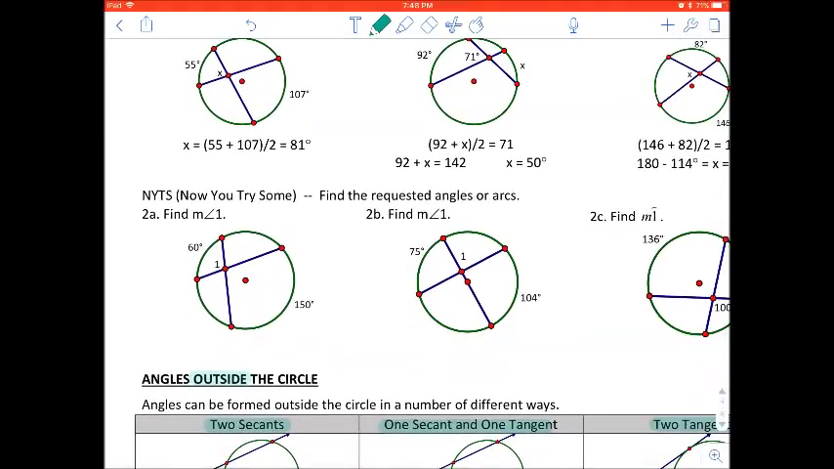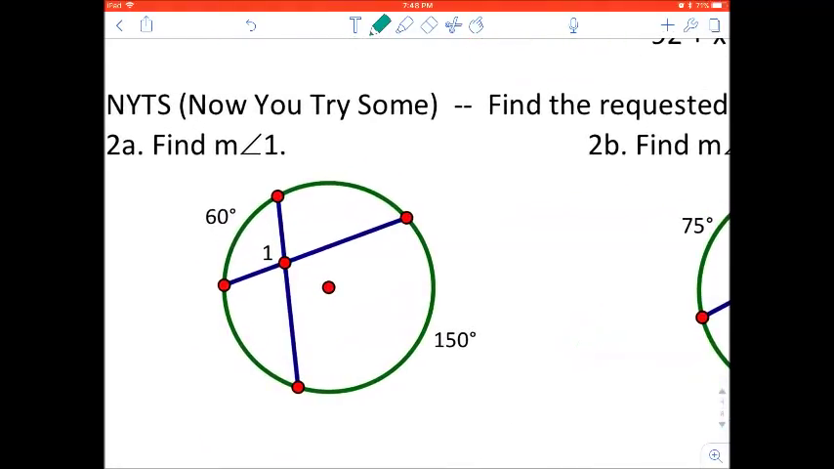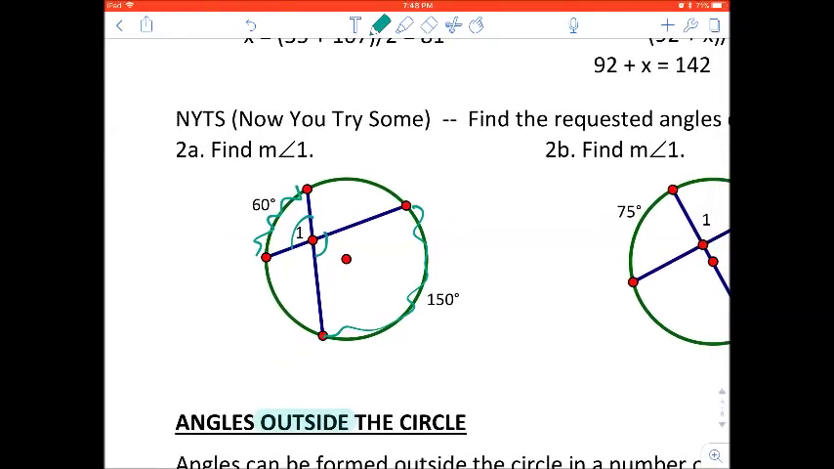If you look at the Now You Try Some section, you have some examples completed for you, but it's a little bit more meaningful to try it out yourselves. We have that angle 1 opens up to, and the angle that it's vertical from, the arc 60 degrees and the arc 150 degrees. That means that angle 1 is going to be half of the sum of the two arcs that they intercept. And so we get that angle 1 is going to be half of 210, which means that angle 1 is going to be 105 degrees.